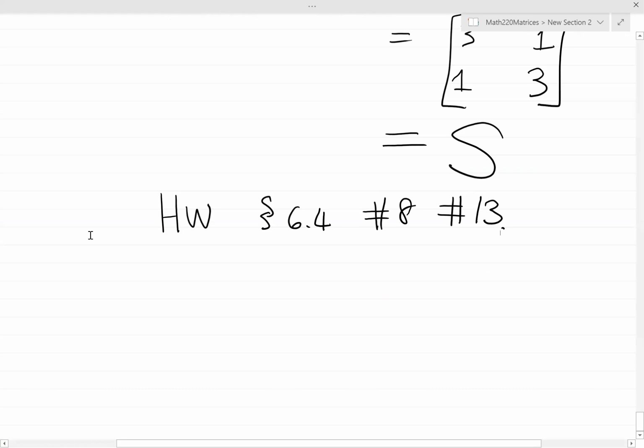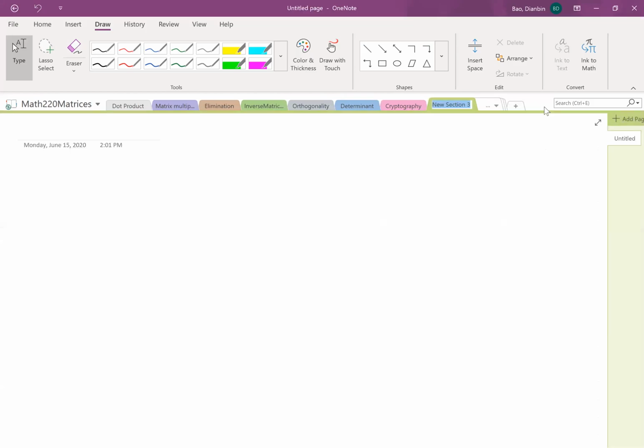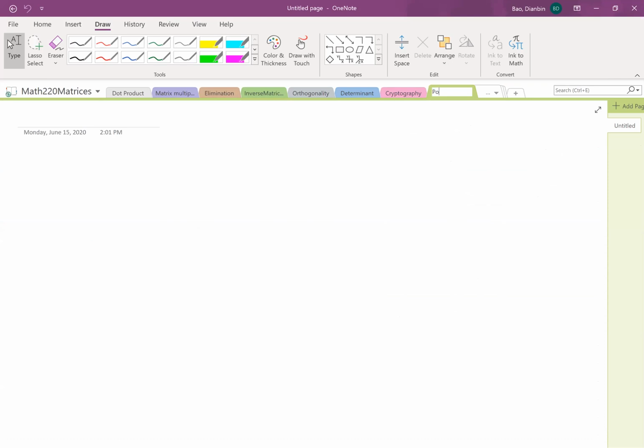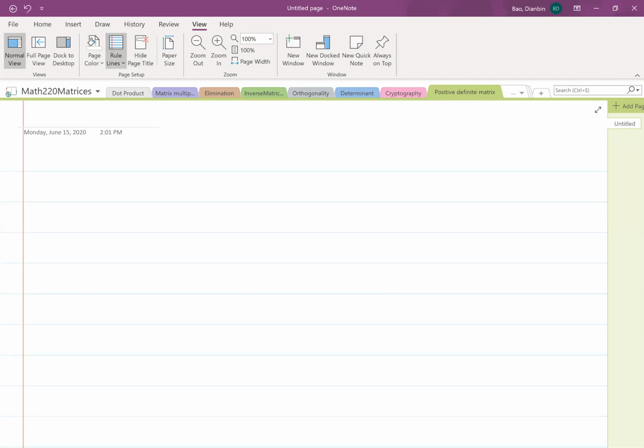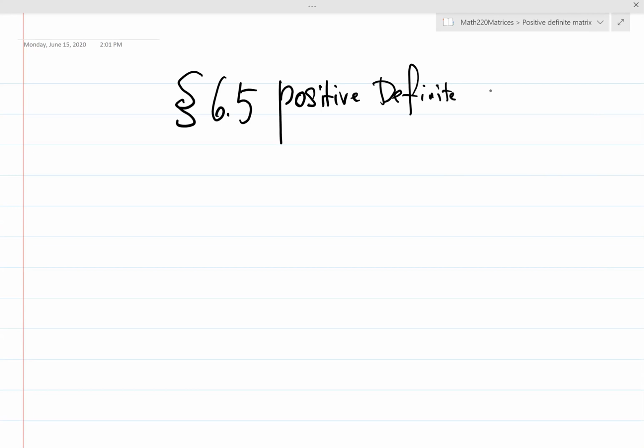Okay, let's do the next section, positive definite matrices. Let me start a new book. Okay, positive definite matrices.